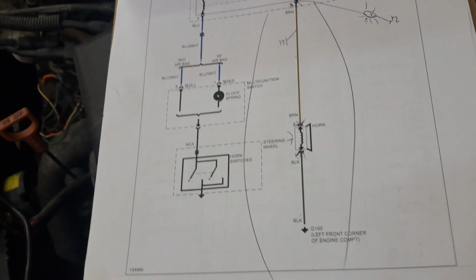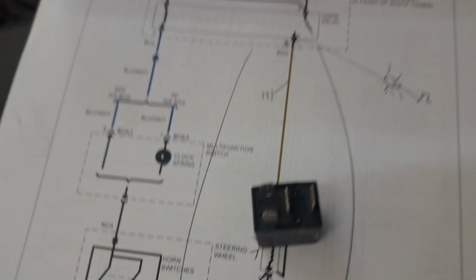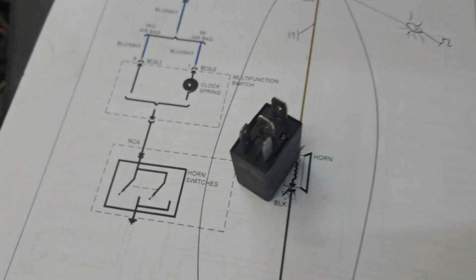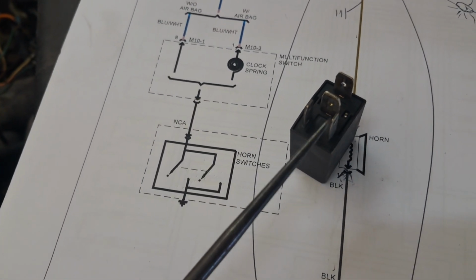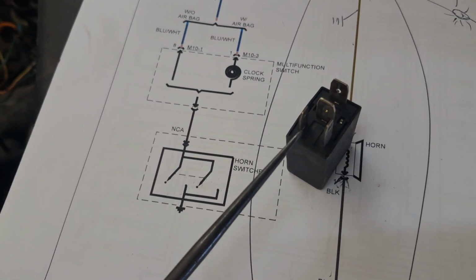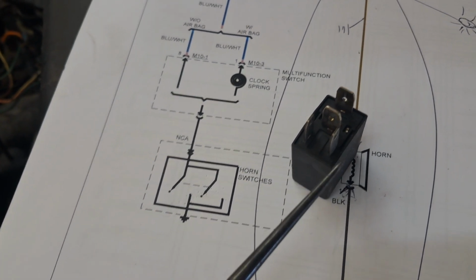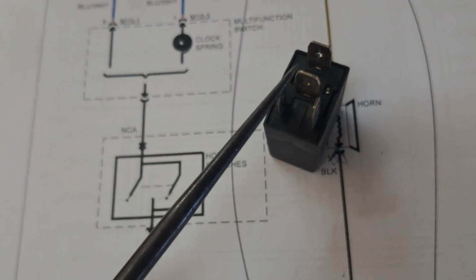Looking at the relay, so here we have our relay. This relay here is a micro relay. If you look at our relay, here we have two small pins. These two small pins are the control side of the relay, the coil side. And then we have these two pins here.